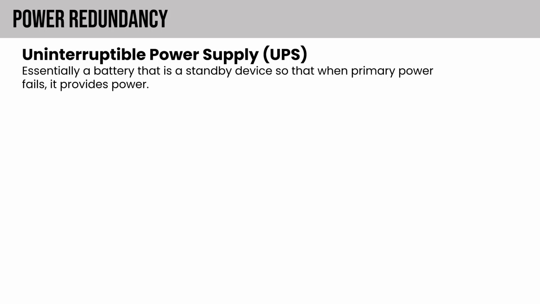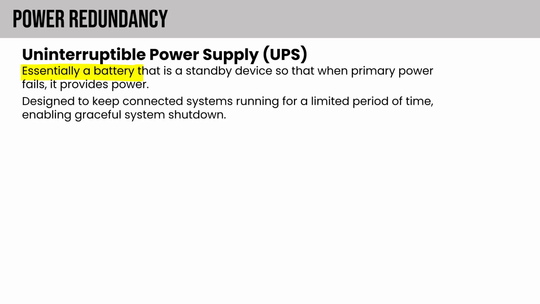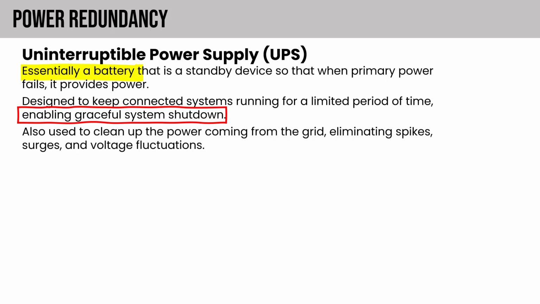So the UPS, the uninterruptible power supply, this is essentially a battery. That is a standby device so that when primary power fails, it provides power. It's designed to keep connected systems running for a limited period of time, enabling graceful shutdown. And UPSs are also used to clean up the power coming from the grid, eliminating spikes, surges, and voltage fluctuation. So protecting systems and data from damage due to unexpected power outage. And the typical UPS will have network connectivity, so it is remotely manageable and can be monitored often by SNMP.